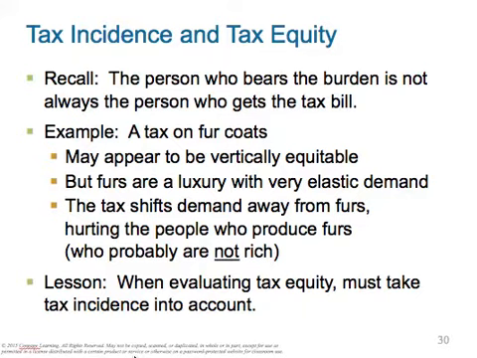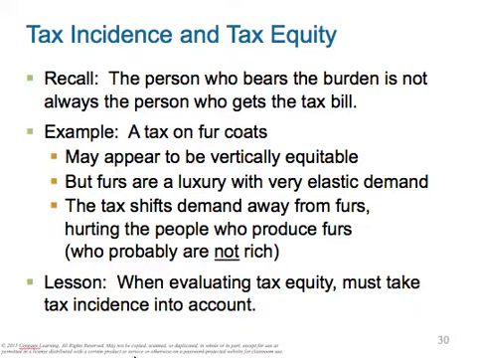So, taking a look at tax incidence and tax equity, recall that the person who bears the burden is not always the person who gets the tax bill. For example, a tax on fur coats may appear to be vertically equitable because people with more money in general have more fur coats, but furs are a luxury with a very elastic demand. The tax shifts demand away from furs because it makes them more expensive, which hurts the people who produce the furs, who are probably not rich. They're trying to sell furs to get their business going. They try to offer them to rich people who buy more furs. So the tax has the unintended consequence of hurting the people who produce furs.